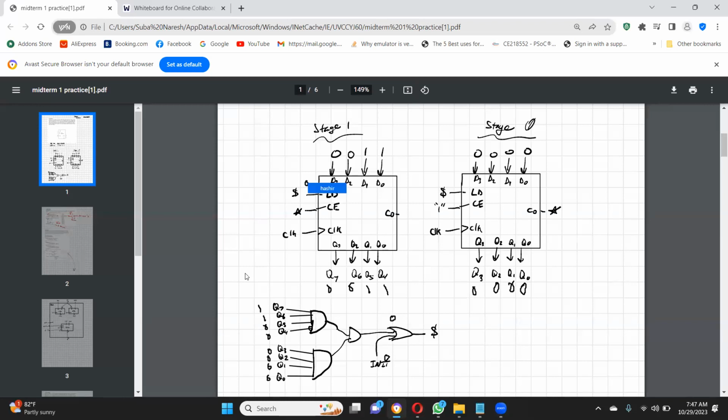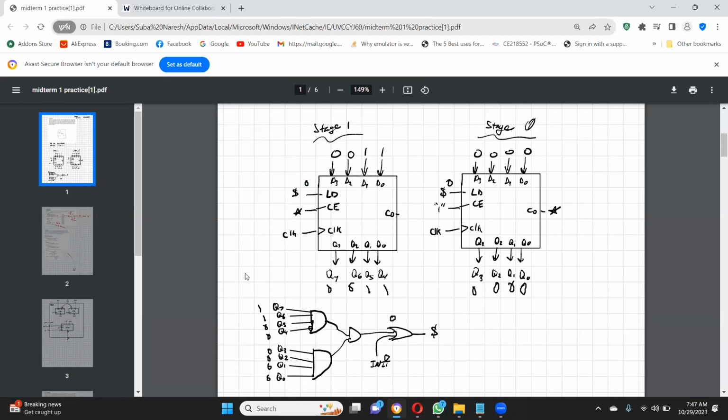So when it reaches 239, now write the binary for 239. What is the binary for 239? 1, 1, 1, 0, 1, 1, 1, 1. Write down that in the gates Q7, Q6, Q5, Q4. Can you write that?